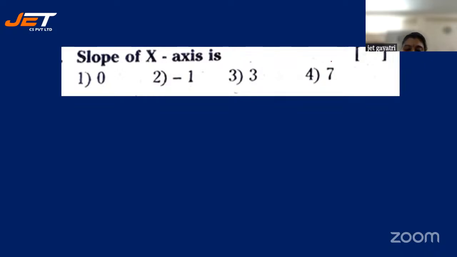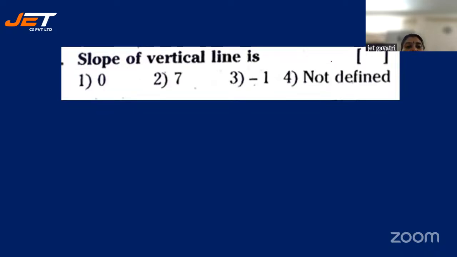Let's see the answer. It is 0. So the slope of the x-axis is 0. Nitin says correct answer 0. Shama says 0. Others, Sri Vanilla says 0. All right. Yes, first option, perfectly right. Good students. So let's move on to the next question.